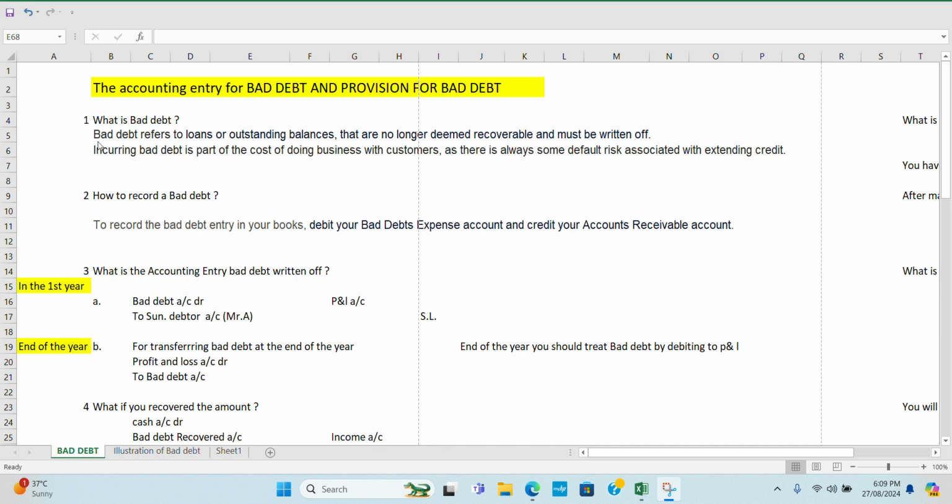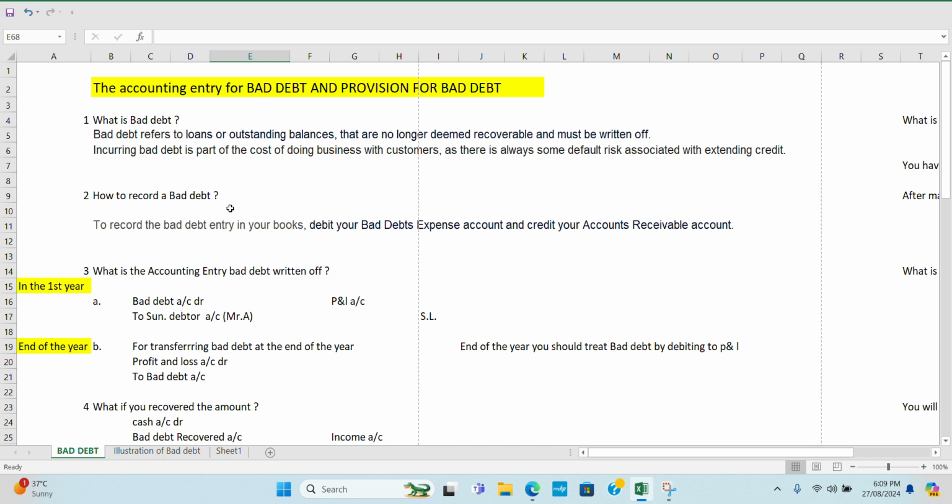So, firstly, what is bad debt? Bad debt refers to loans or outstanding balances that are no longer deemed recoverable, and so it must be written off from the company's accounts receivable. Incurring bad debt is part of the cost of doing business with customers, as there is always some risk associated with extending credit.